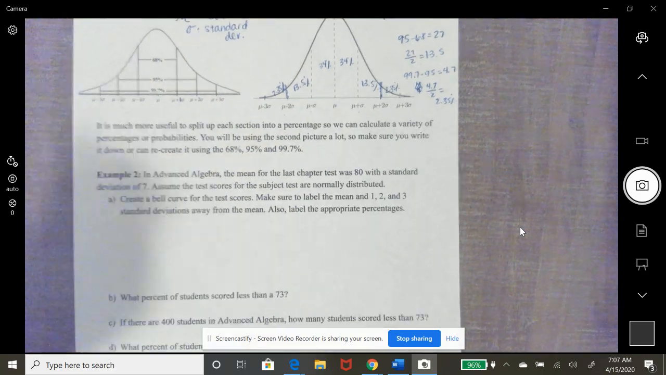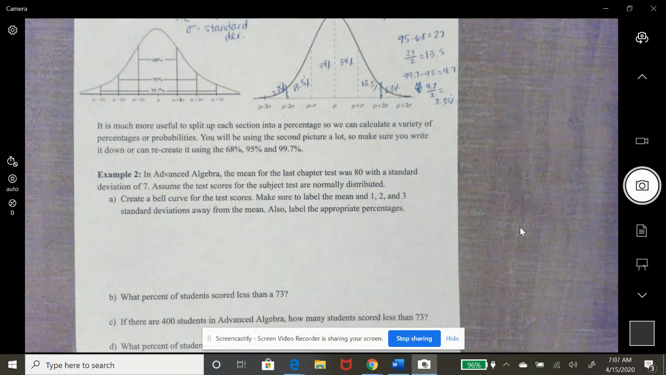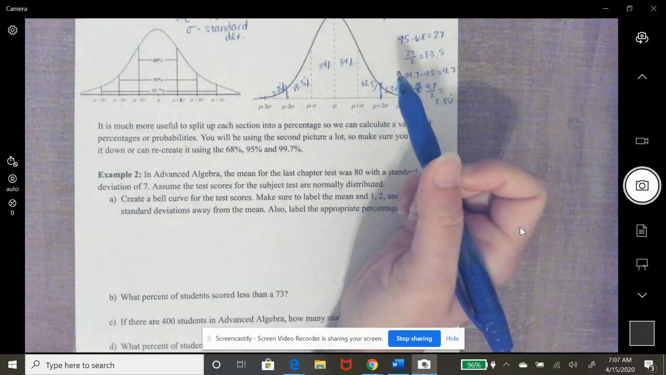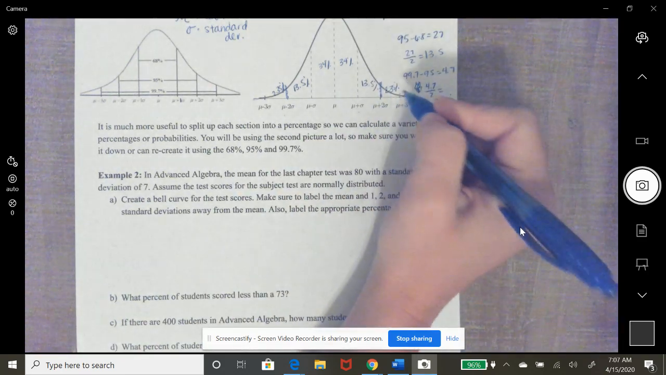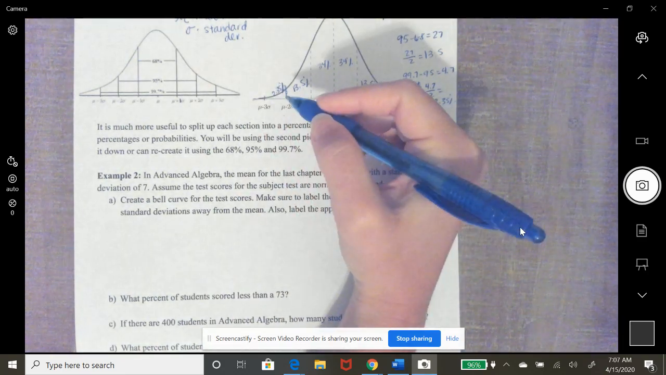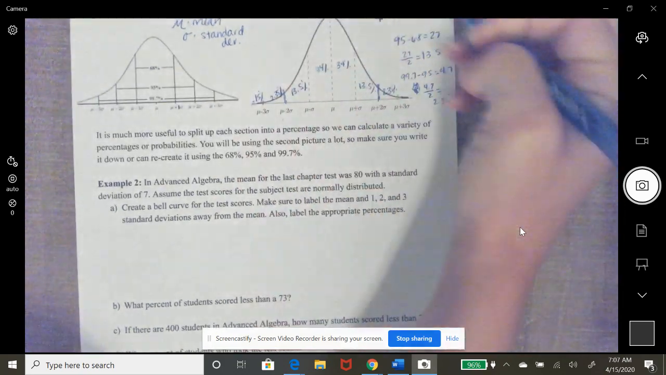Okay, so we're almost done. We do actually have to get a percentage out here. Okay, so we've got 99.7. So there's still 0.3 left because the whole curve should be 100%. So 100 minus 99.7 is 0.3. And then I need to divide that into these two pieces out here. So 0.3 divided by 2 is 0.15.